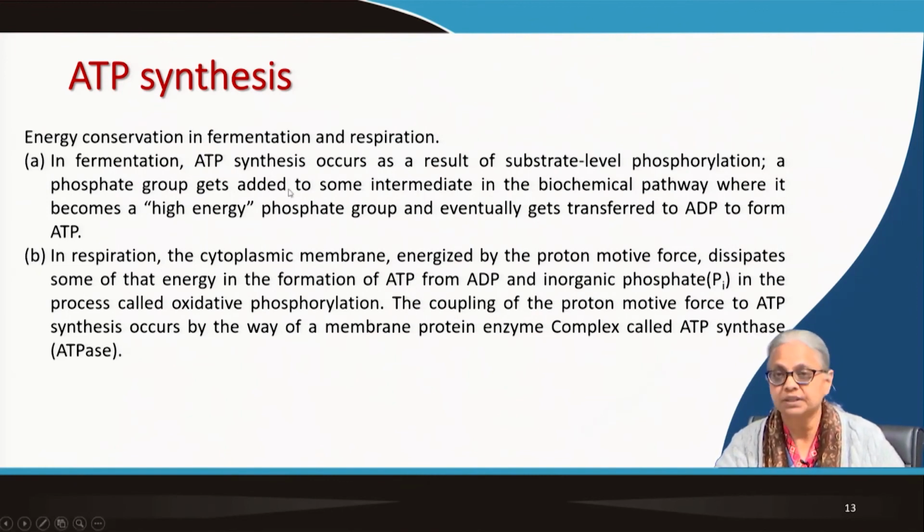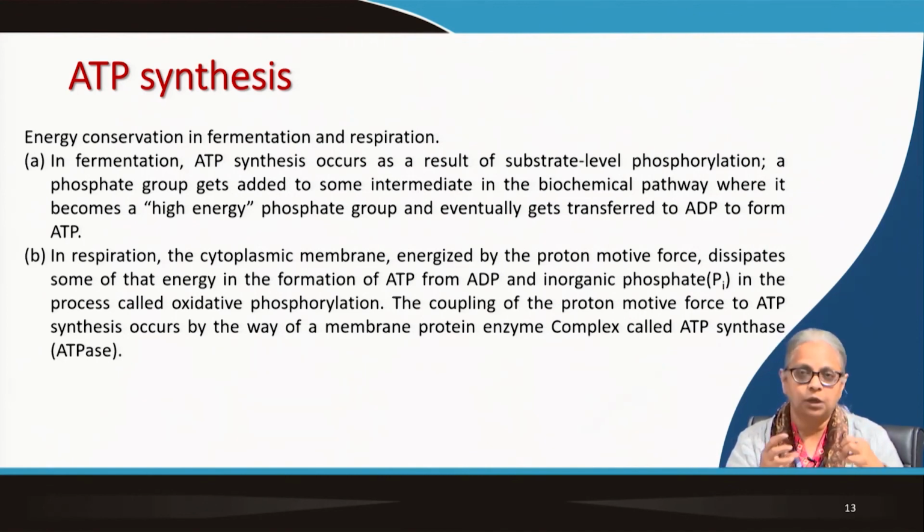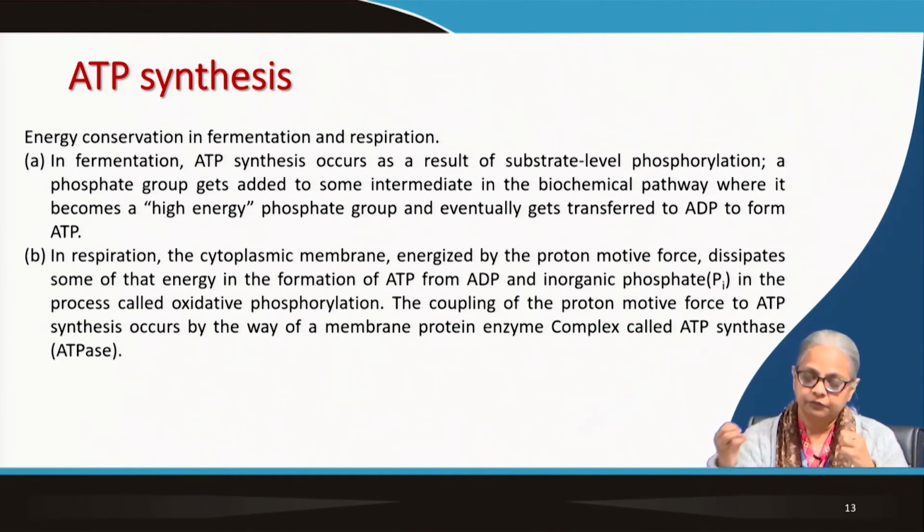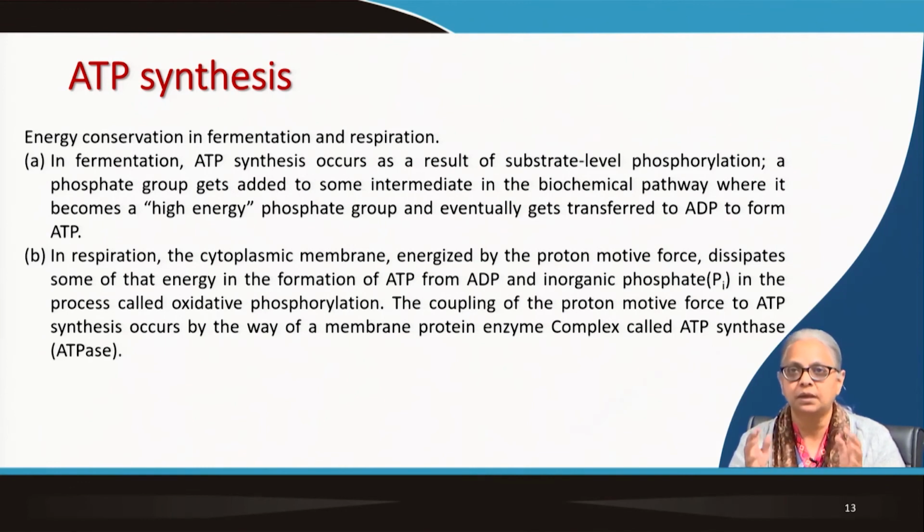A phosphate group is attached to some intermediate in the biochemical pathway to result in a high energy phosphate group. So that's called phosphorylation. It's called substrate level phosphorylation because the organic compound, whether it's glucose or any other starting organic compound, has a phosphate attached to it, and that's why it's called substrate level phosphorylation. Now this is common to both respiration as well as fermentation.